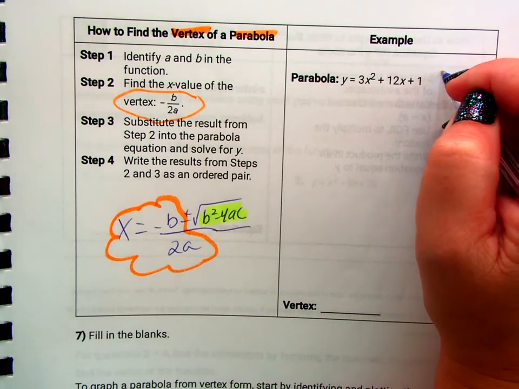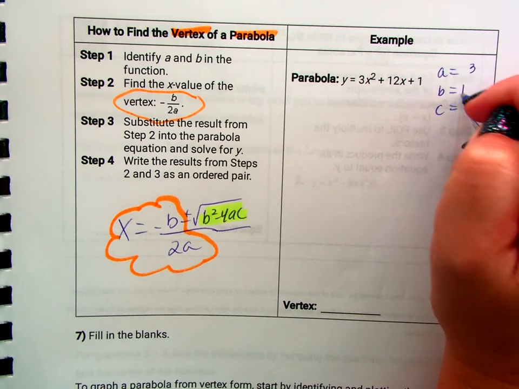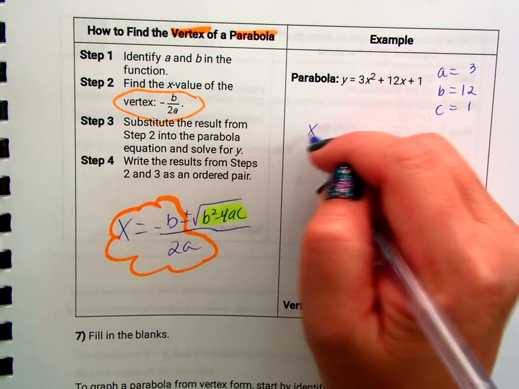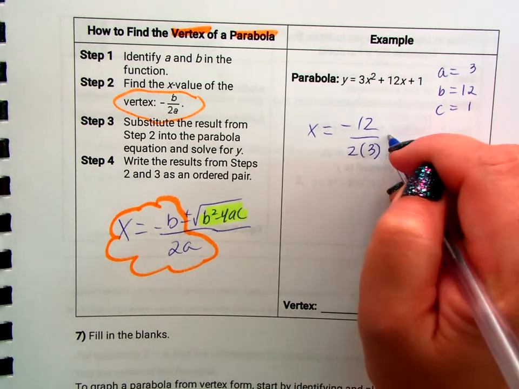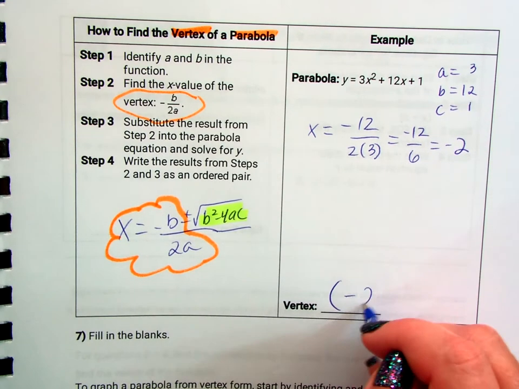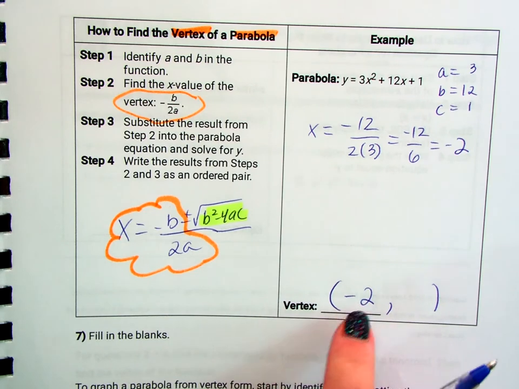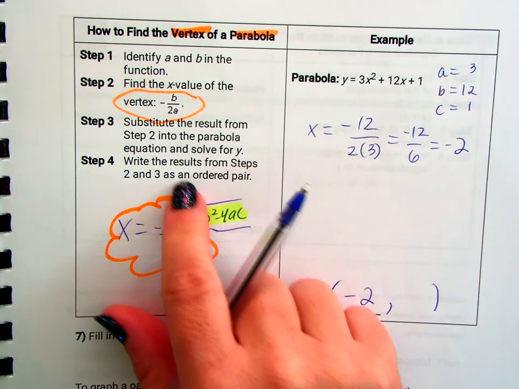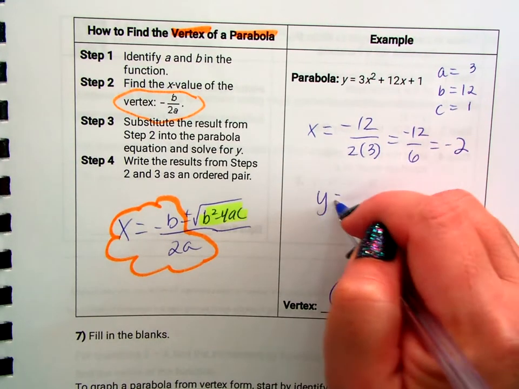So this is part of the quadratic. We need A, B, and C. And then we plug in just into this little tiny part: negative B over 2 times A. So I just got that X was equal to negative 2. I have half an answer. That is my X value of the vertex. Now substitute this result back into the equation to solve for Y.